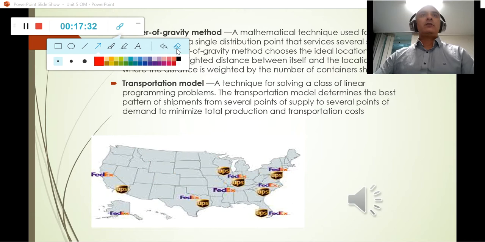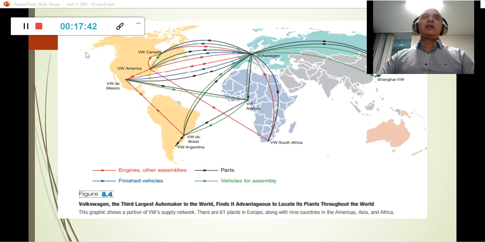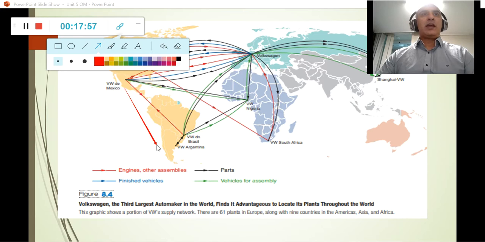Now, we are talking about the transportation model. The transportation model is also somehow based on distance, but it is more in terms of transportation methods. Maybe, for example, from this one I can use air transportation, or when it comes to shipping, maybe from this port I can reach this port and maybe I can reach these ports.